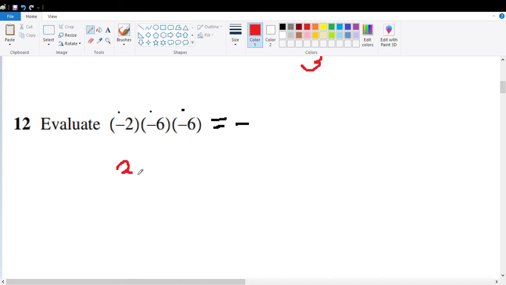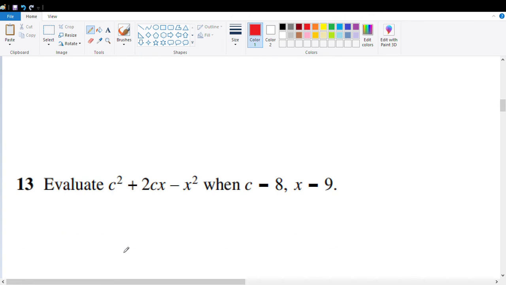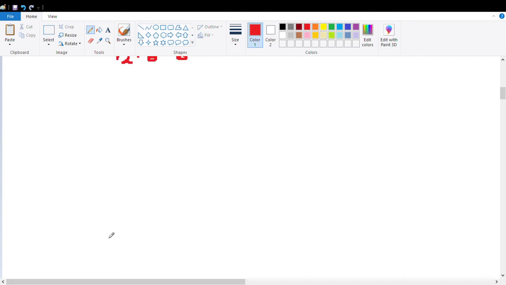2 times 6 times 6 is 36 times 2, 3, 4, 72. So it's basically 72. So our answer is negative 72. That's basically it. That's how you do number 12. Pretty easy.